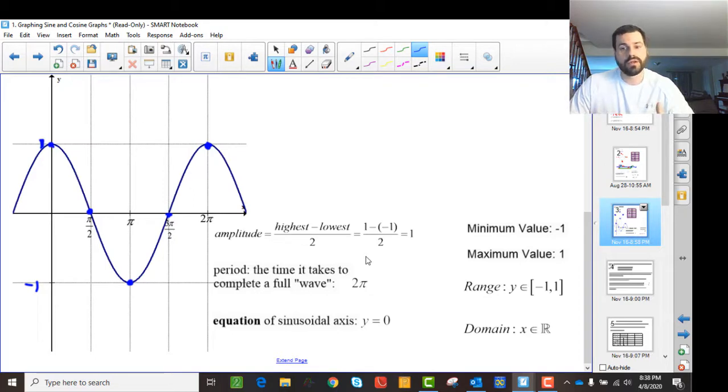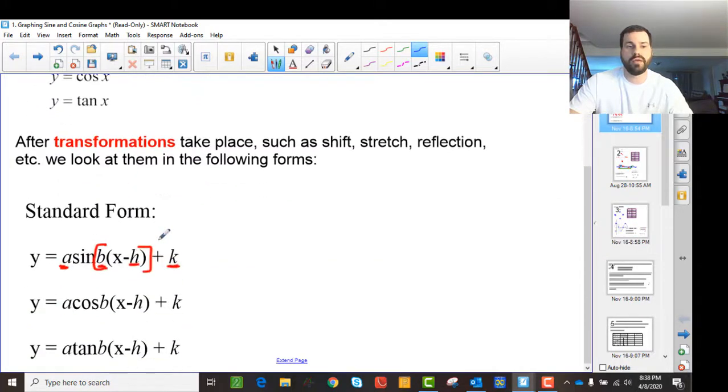And what we want to do is we want to say, okay, now that we know what they look like, what happens when we introduce, if we go back here for a second, these A, B, H, and Ks?